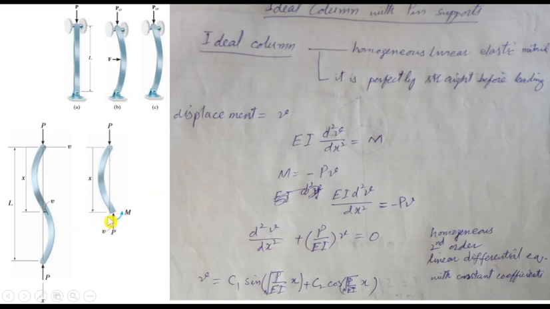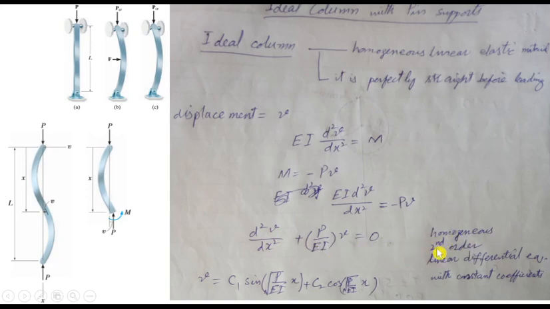Here M and mu are both in the positive direction. This is mu, the displacement from the straight line to the section where the load is applied. From this section, M will be minus P mu. When you put the value here, EI d²mu/dx² is equal to minus P mu. Take P to the left side and divide by EI, so the equation will be d²mu/dx² plus P over EI times mu is equal to 0.